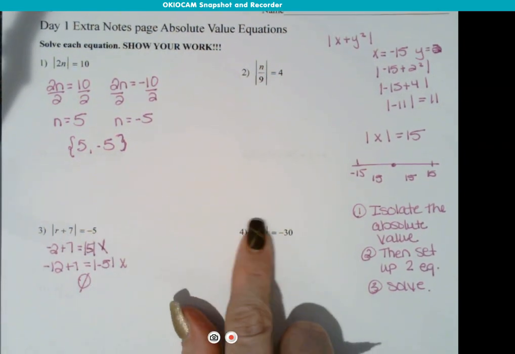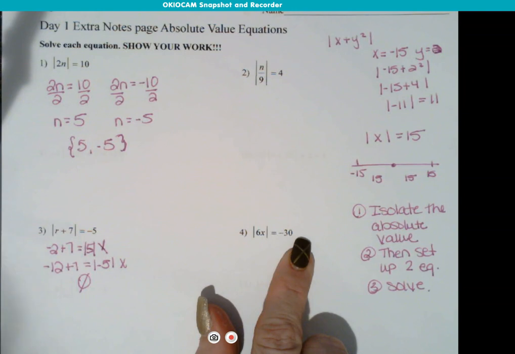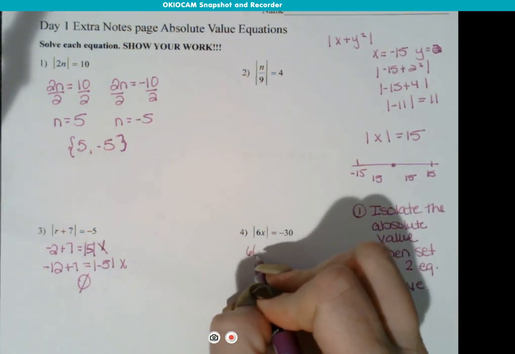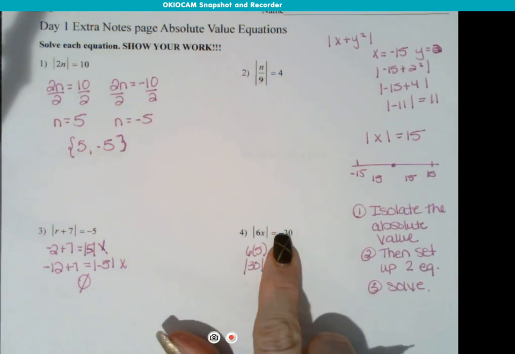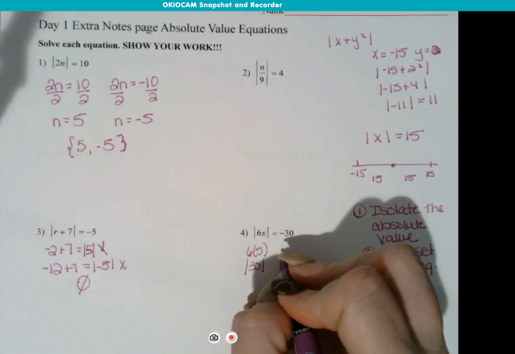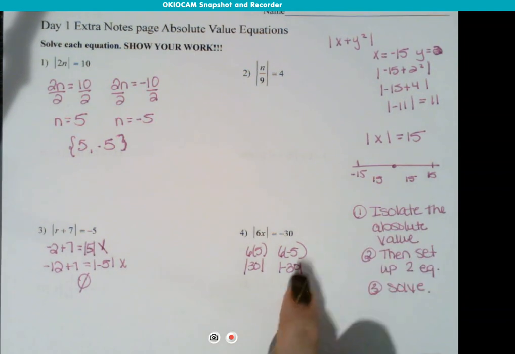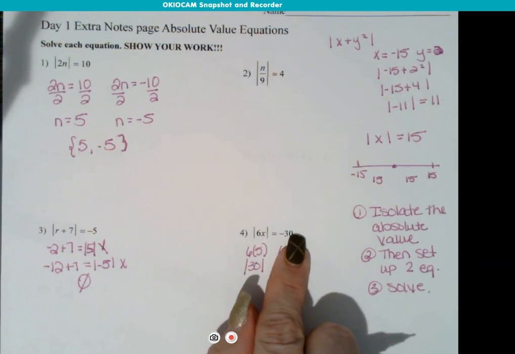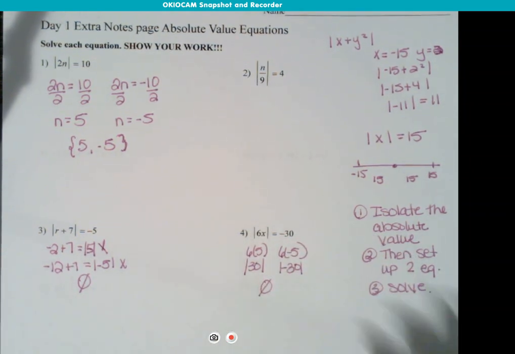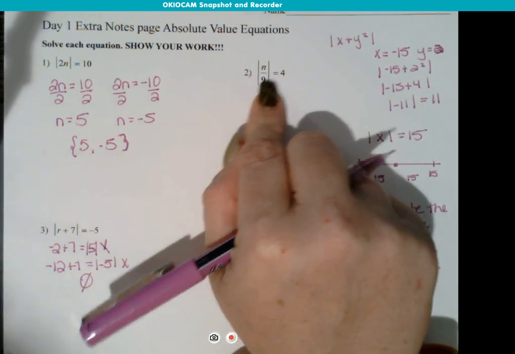So same thing here. Is this isolated? Yes. Will it ever be negative? No. Again, 6 times 5 is 30. I hope we agree there. The absolute value of 30 is not negative 30, so that won't work. 6 times negative 5 is negative 30. Well, the absolute value of that will not be negative 30. It will be positive 30. So if you have isolated this, and this is still negative, then the answer is no solution. Okay? All right. If there is a solution, then I set up my two equations. So like this one. This is isolated.